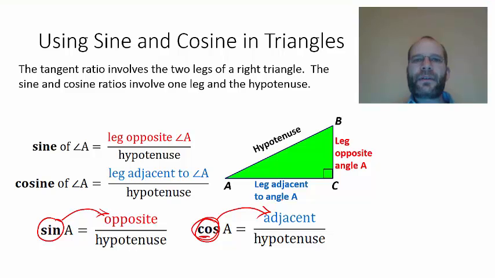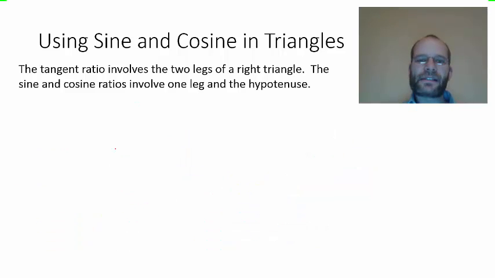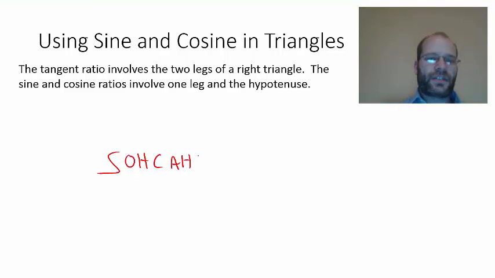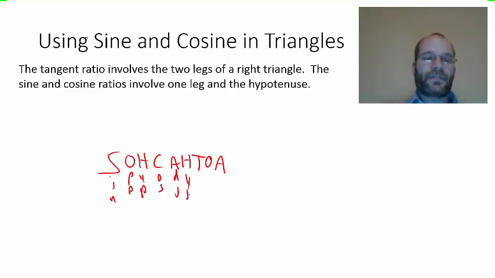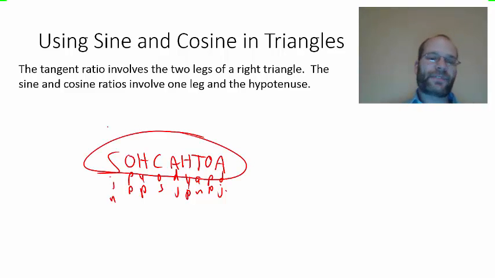Another way that you may remember these different ratios and their parts is to remember this mnemonic device, which goes like this. Sohcahtoa. It stands for sine is equal to opposite over hypotenuse. Cosine is equal to adjacent over hypotenuse. And tangent is equal to opposite over adjacent. So that may help you remember Sohcahtoa. Most people who study geometry, at least in the United States, have heard of Sohcahtoa and they know what it means.